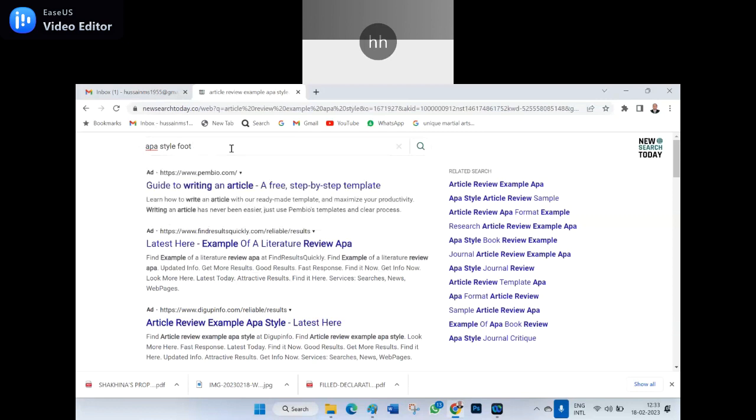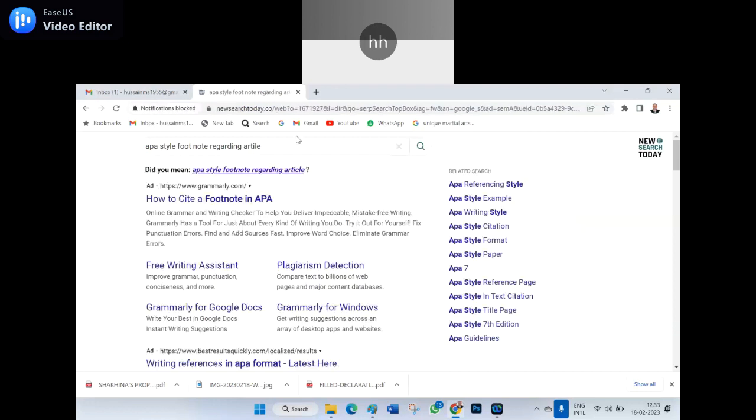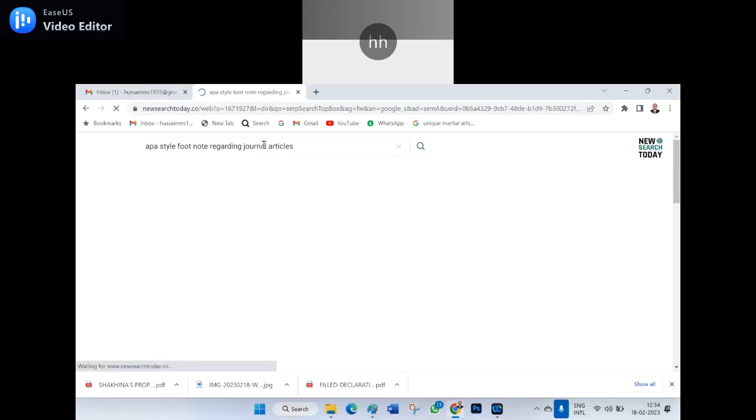footnote, N-O-T-E, note, regarding articles. Articles are general articles. Let me see. Regarding the footnotes regarding journal articles, we will say. Journal articles. Now it is very specific.